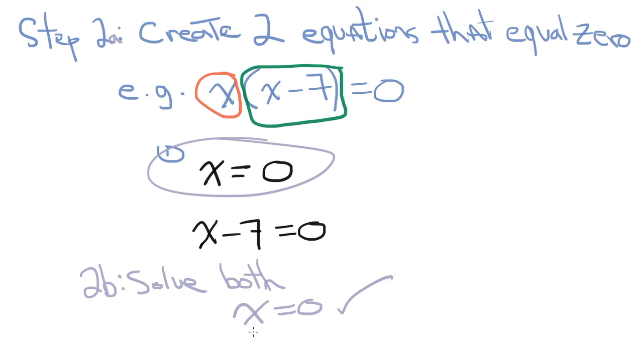But the other one, if I had to solve x minus 7 is 0, I would just add 7 to both sides, right? Add 7 to both sides. And then, there we go, x would be equal to 7.